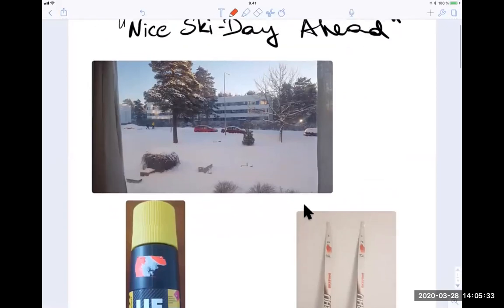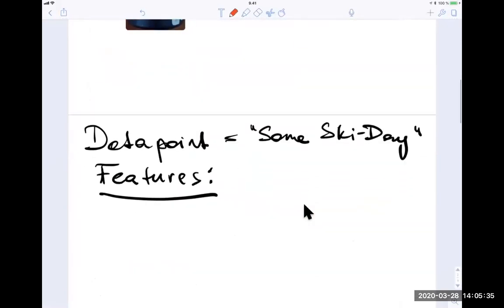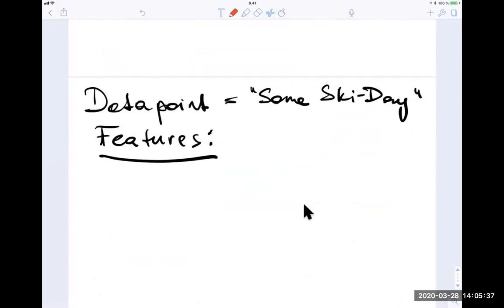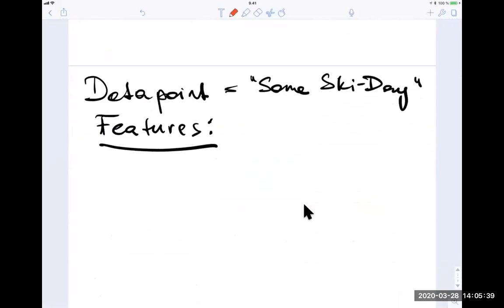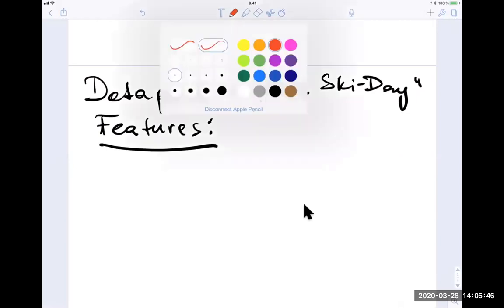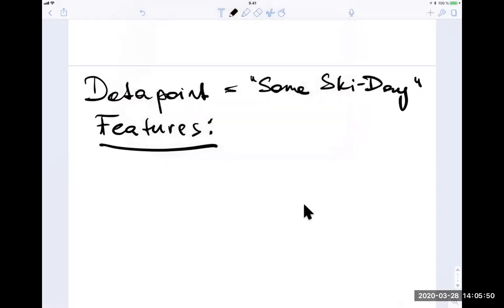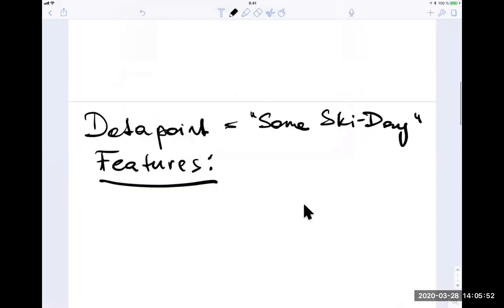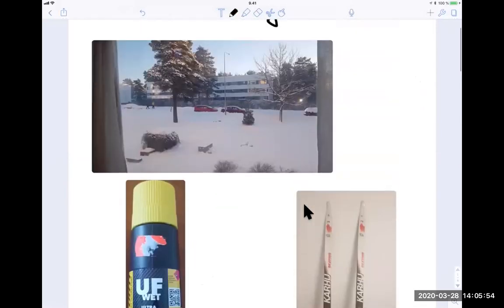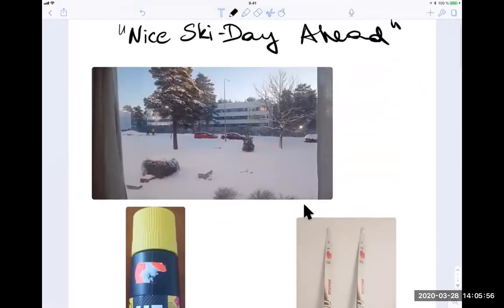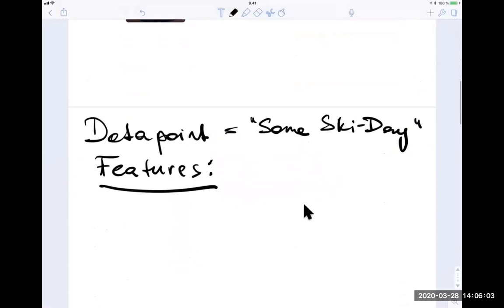Okay, so one data point is some ski day. What could be features of a data point? Any ideas? What could be characteristics of the data point that I can measure easily? So I wake up, I look out the window in the morning, and I see a nice ski day ahead. So what can I measure easily in the morning?